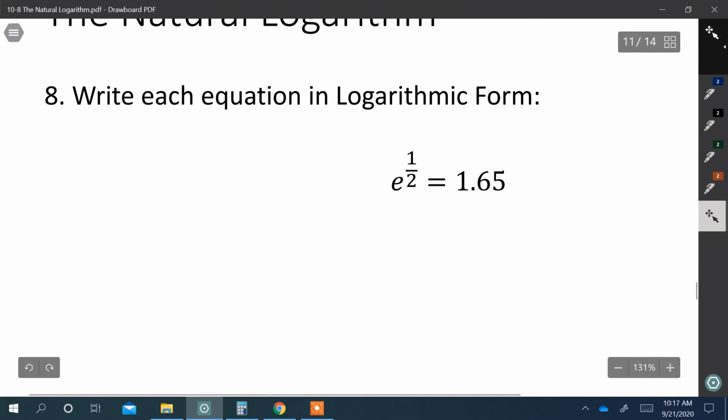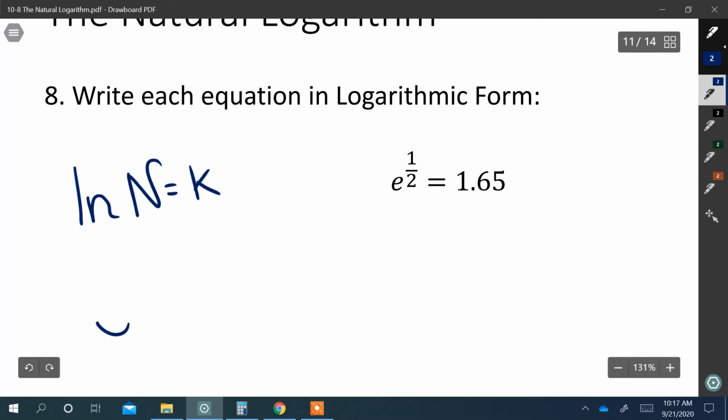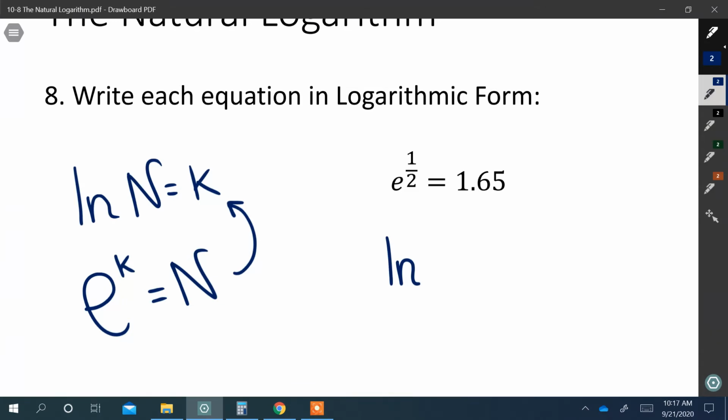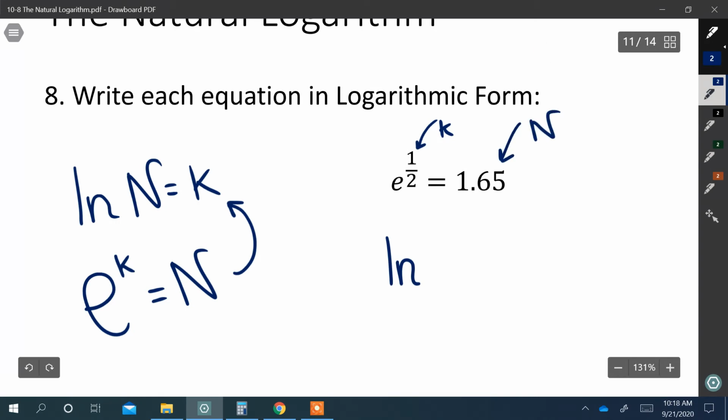So write each equation in logarithm form. Once again, guys, we have our definition, natural log of n is equal to k, and then we have e to the k is equal to n. So on this one, we're going from that to that there. So we're going to write natural log. Okay, what is the k in this case? The k is right there, and this right here is my n. So natural log of 1.65 is equal to, okay, half.